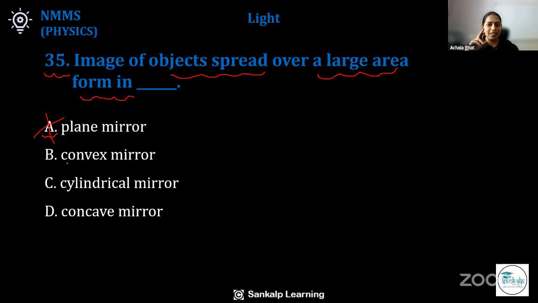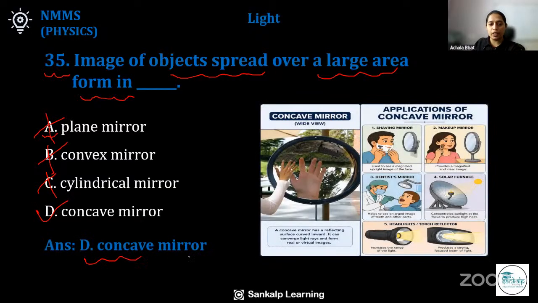Convex mirror, yes, it is used as a rear view mirror. So the image formed is smaller, diminished. B is wrong. C, cylindrical mirror, wrong. D, concave mirror, yes, used by dentists. Here, D concave mirror is correct. Here the image formed spreads over a large area like this. See, a concave mirror has a reflecting surface curved inward like this.